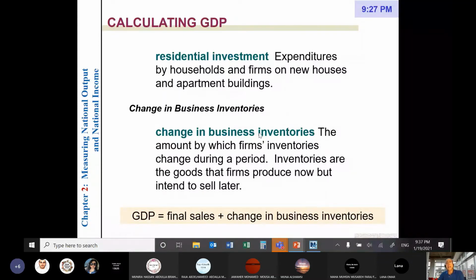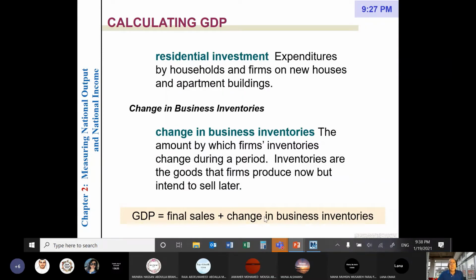Why do we add a change in business inventory? There are many reasons. I will leave it to the end of the chapter. But now, when I say plus 20 cars, who will finance the additional cars? So it's part of the investment to cover the cost of additional new cars added to the store.